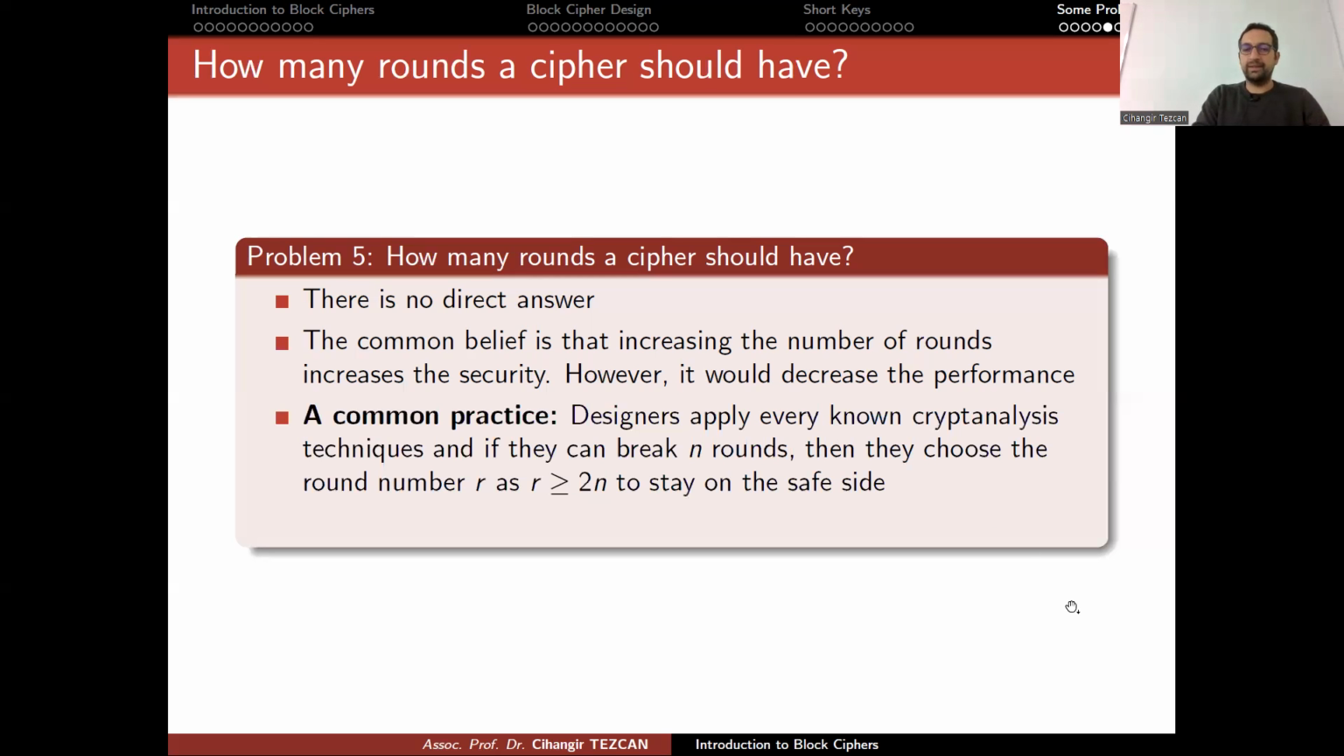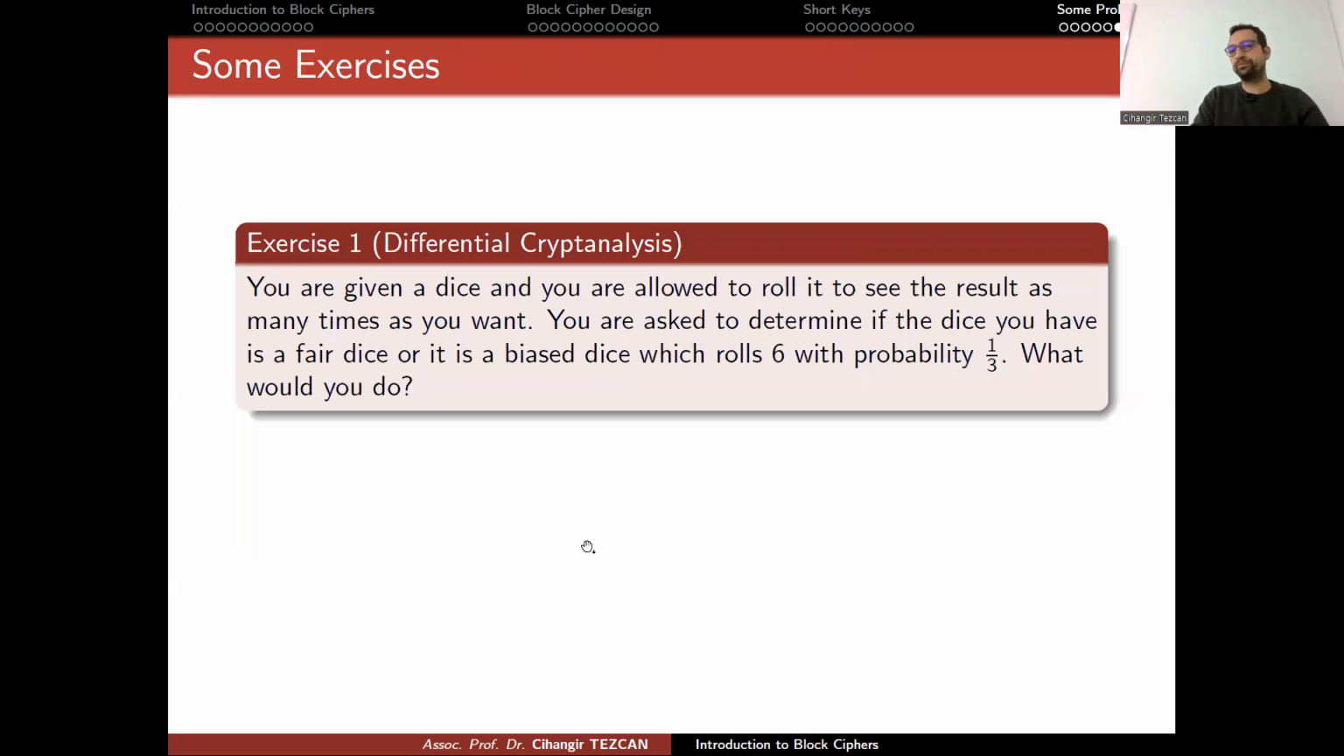A common practice is as follows. Designers apply every known cryptanalysis technique, and if they can break n rounds, then they choose the number of rounds r such that r is greater than or equal to 2n to stay on the safe side, because attacks always get better. Some people will come up with a better idea. So you broke n rounds, somebody will break n plus 1 rounds, n plus 2 rounds, and so on. This is why most of the time r is chosen like that.